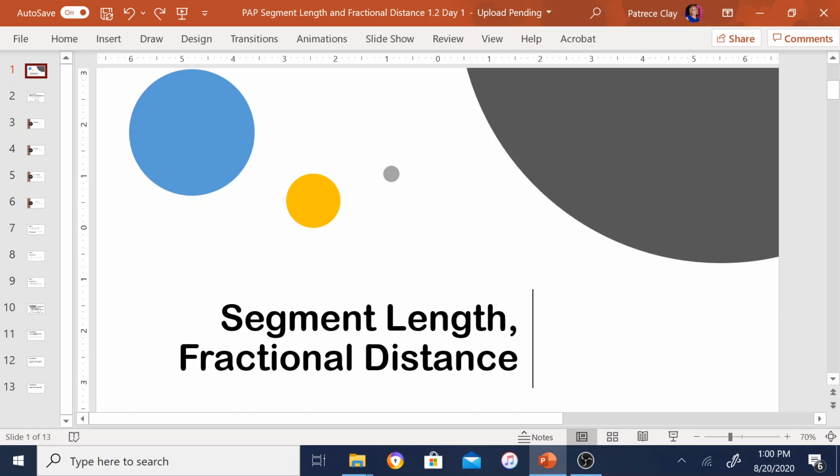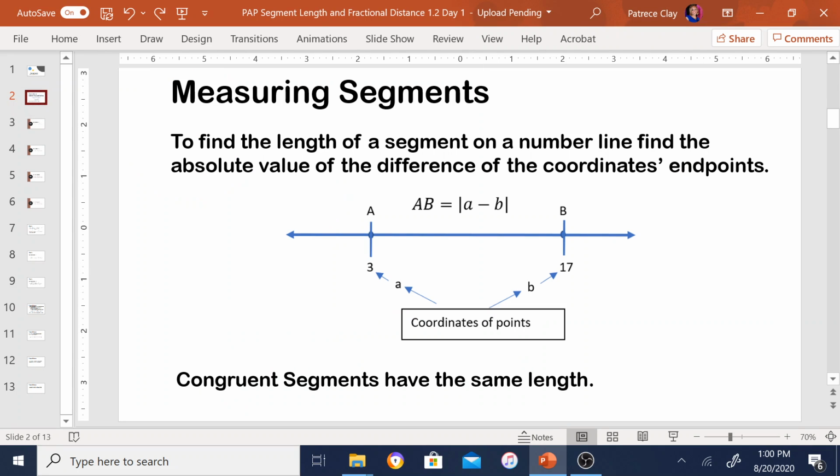Class, today we'll be learning about segment length and fractional distance. First, we'll start off by measuring segments. To find the length of a segment on a number line, we need to find the absolute value of the difference of the coordinating endpoints.